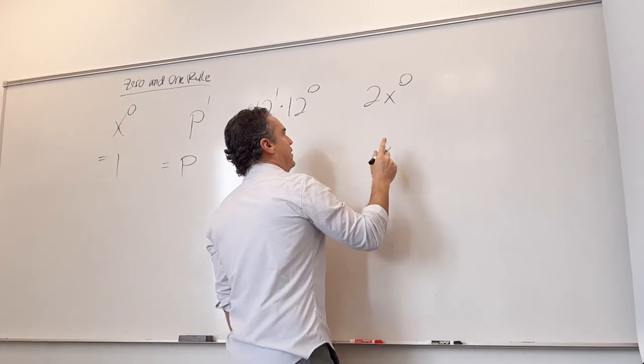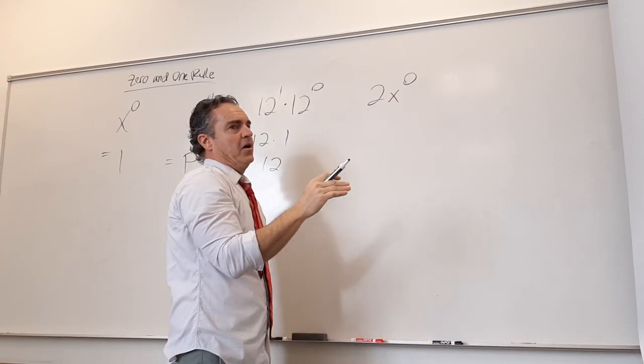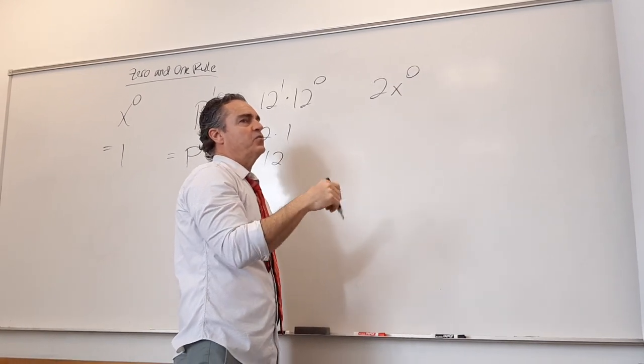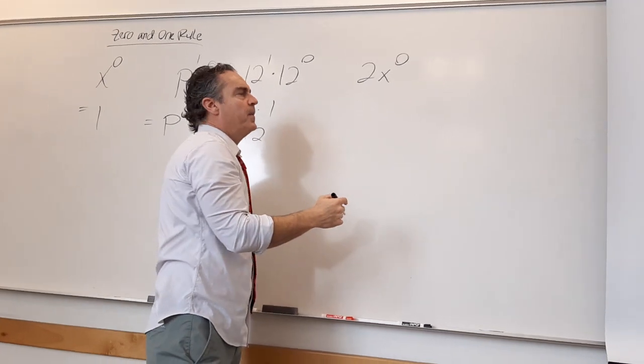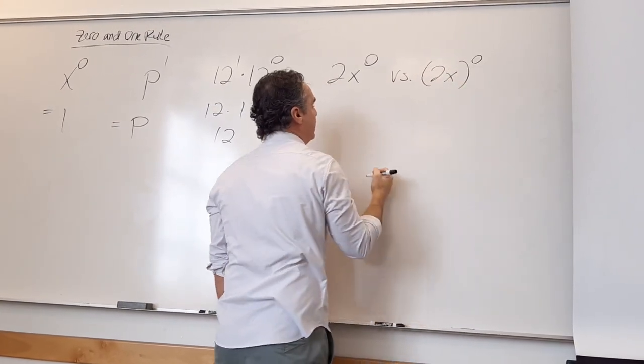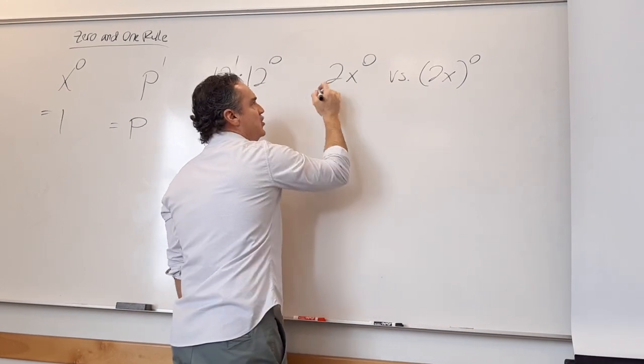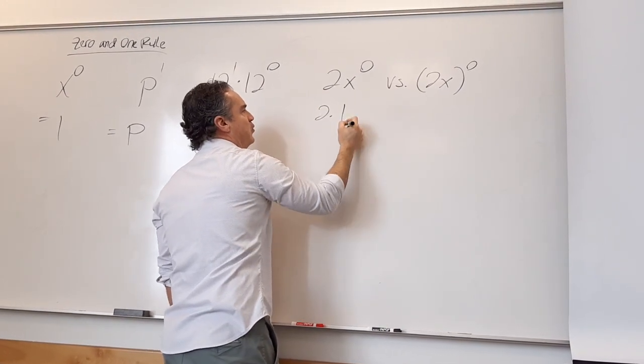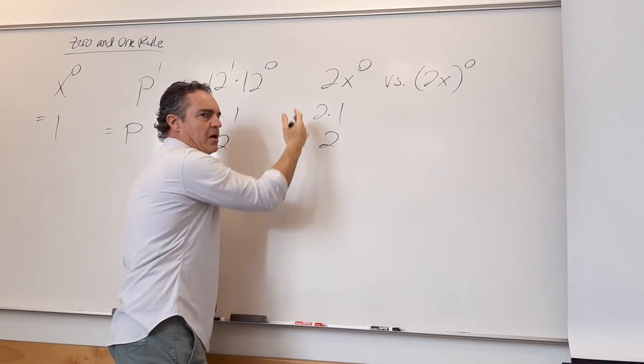This one's interesting. Remember, we learned this a while ago. The exponent only affects what it touches. Is it touching the 2? No. So I'm going to write something here that I think would be fun for you to write as well. 2x to the 0 is 2 times 1 because x to the 0 is 1, and this just makes 2. Say whoa if you got it right.